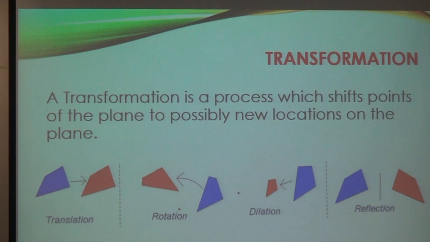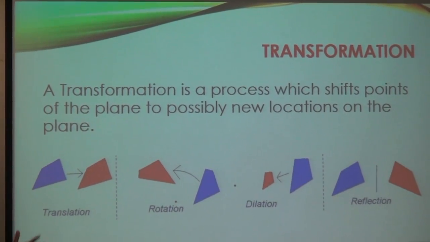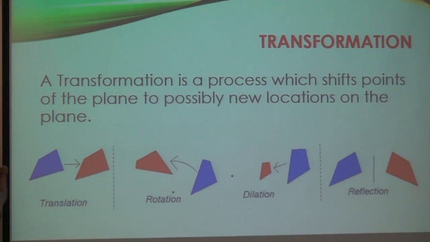So, these are some examples of transformations. The point in the blue polygon moved to the red polygon by a translation, a rotation around that point, a dilation, where somehow you stretch the edges of that polygon to form that bigger polygon, and of course a reflection about that line.